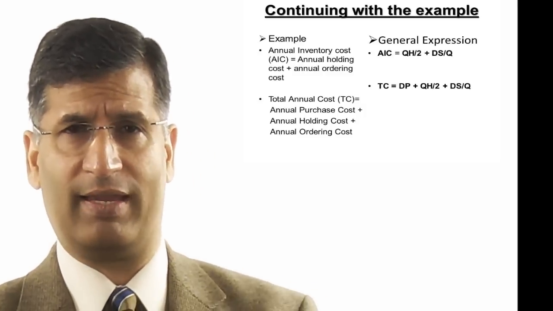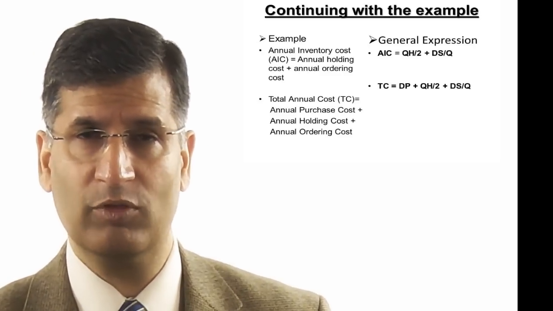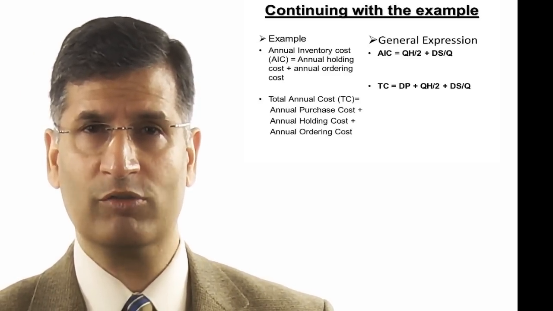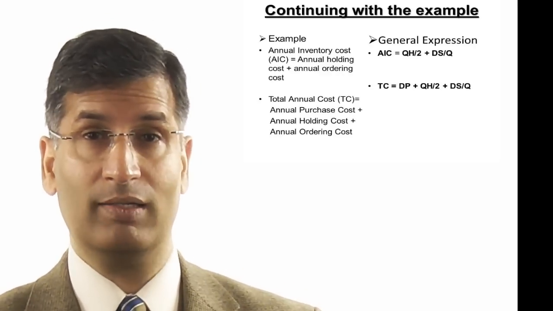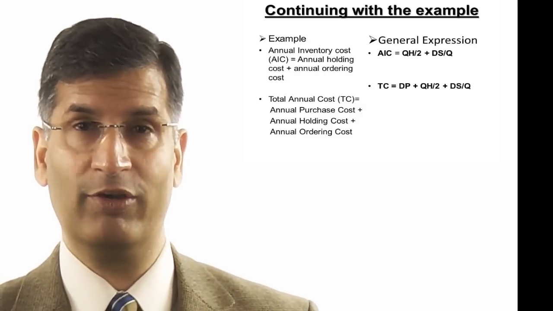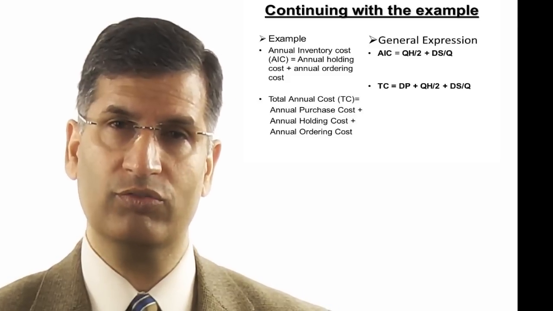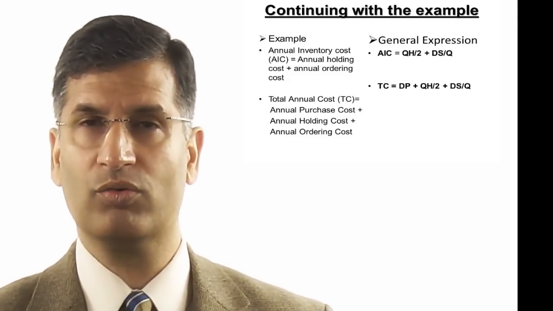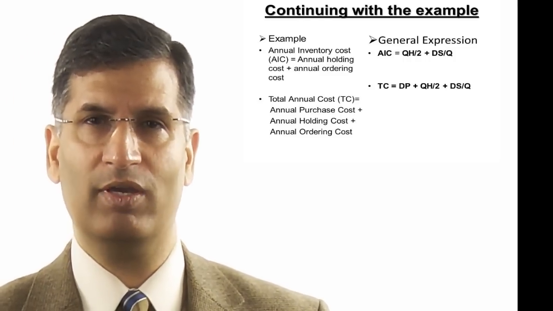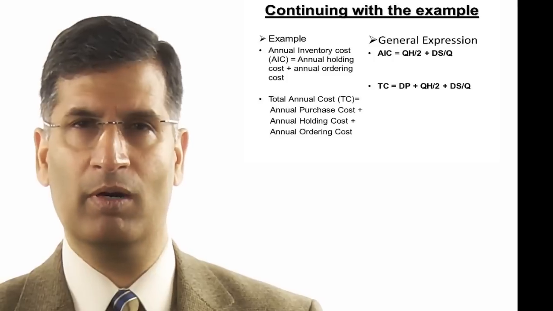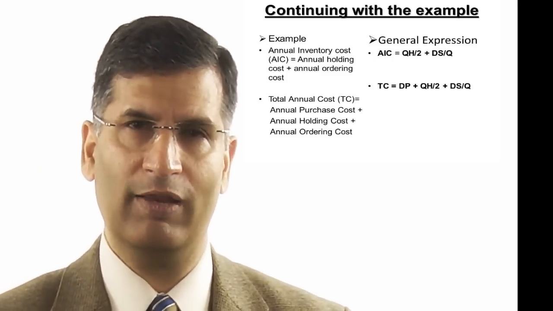Now pause here for a second. If the company orders all 10,000 items in one go, how many orders will they place? Only 1. They will place fewer orders, but they will hold more inventory. So their holding cost will go up. So as you increase order quantity, holding cost goes up, but ordering cost goes down. Your aim is to find out what is the optimum level of inventory that minimizes the sum of annual inventory cost.